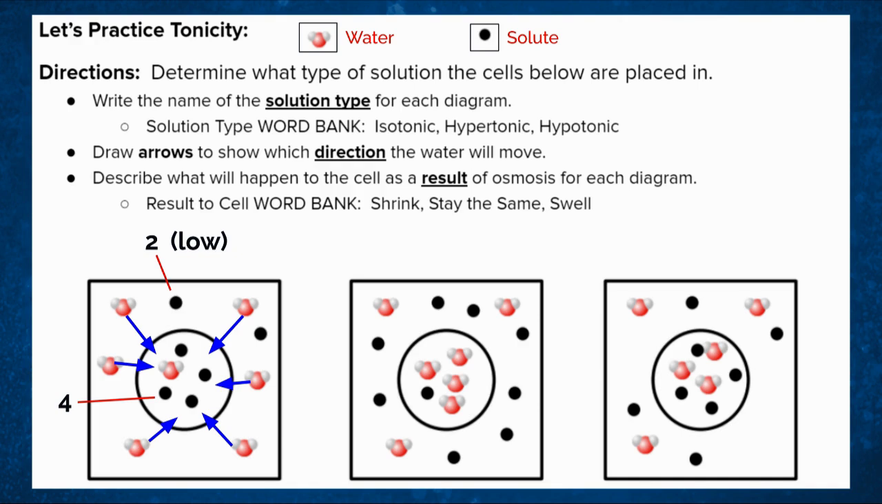So that's how we draw our arrows, representing the water moving in. And I'm not going to put it on the slide, but if water moves into this cell, what will happen? If all of that water moves into that cell, it will swell. All right. That cell will swell. So please make sure you write swell on the cell. All right.